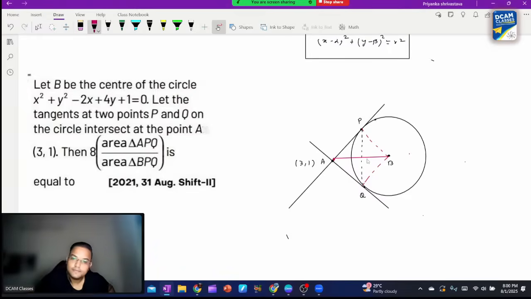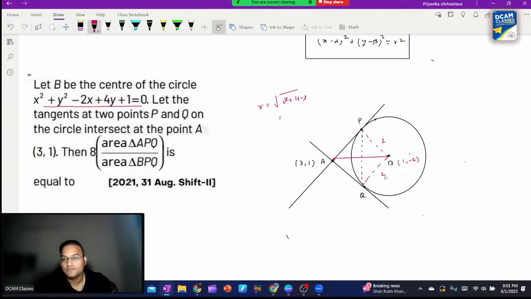I'll think and let you know. Using this equation itself, you can find the center and the radius. Radius is root over 1 square plus 4 minus 1, which is 2. Then you could take the height after finding R. You would have to find the base, since you need the height to find the area. You could use it as half AB.